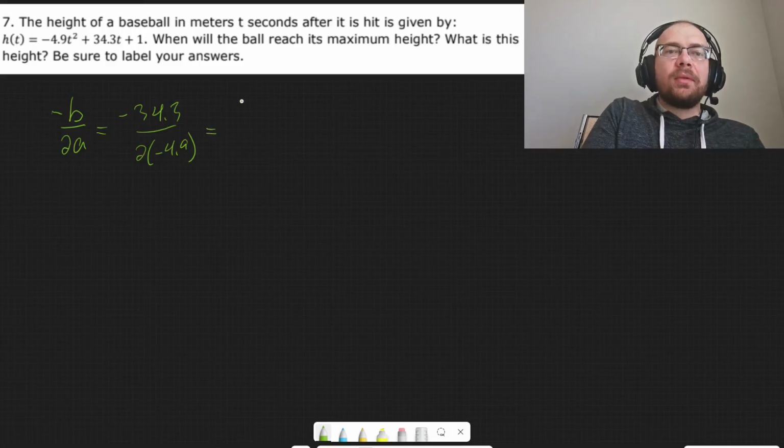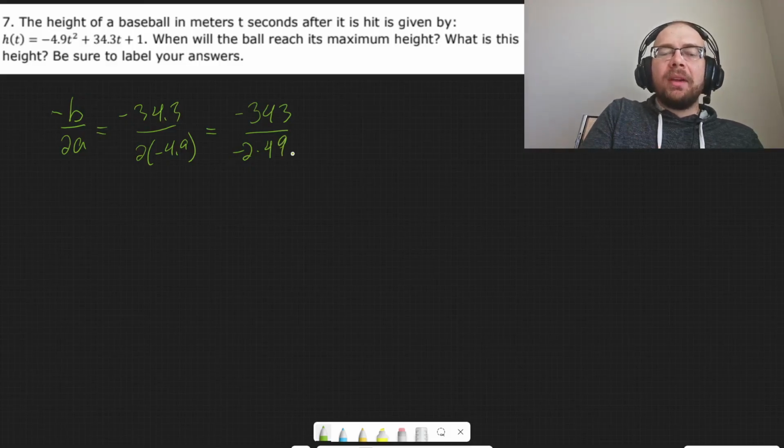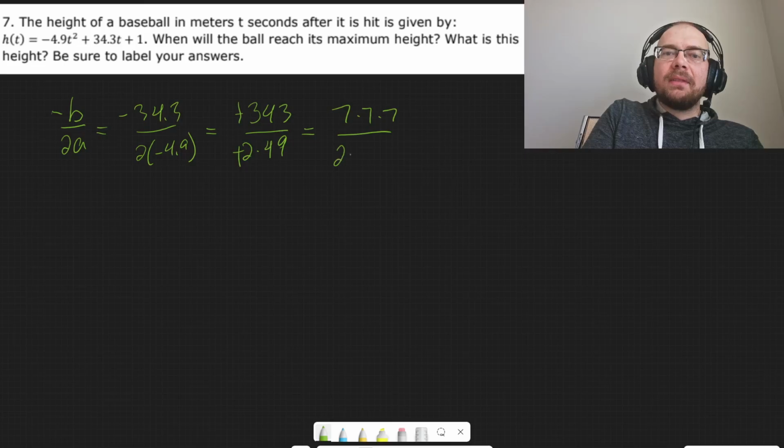And if I times both of these by 10, I can get rid of that decimal. Negative 343 over, I'm going to put the negative in the front, negative 2 times 4.9. Oh, sorry, 49. And the reason why I didn't multiply the bottom numbers is because 343 is actually 7 times 7 times 7. And those negatives cancel out, by the way. So 343 is 7 times 7 times 7. 49 is 7 times 7. So I get 7 halves, which is 3.5.